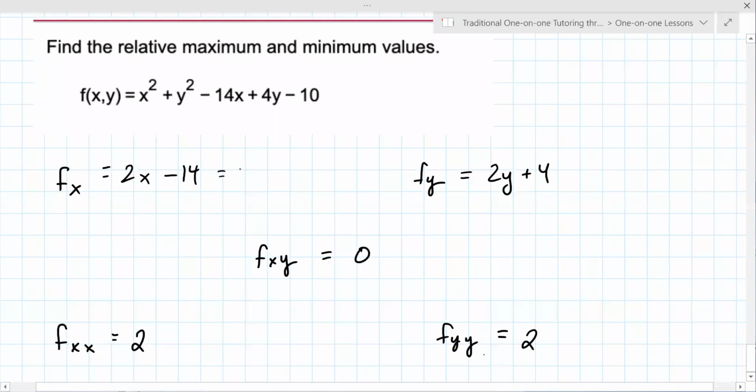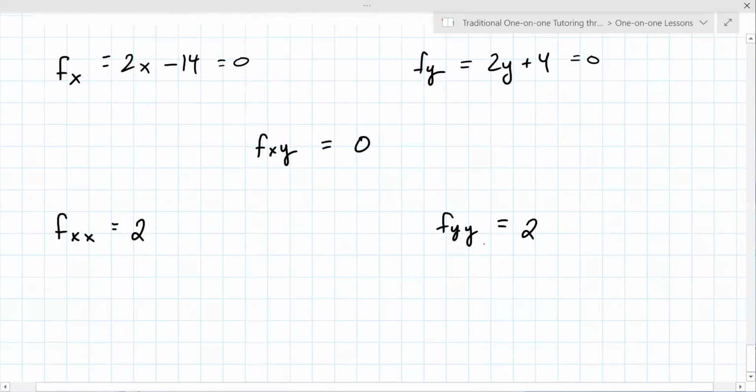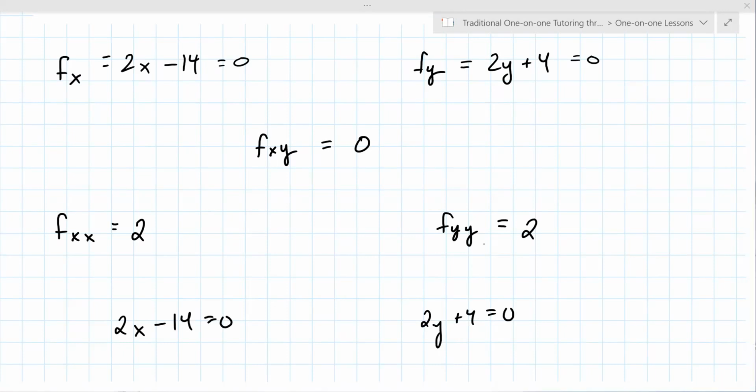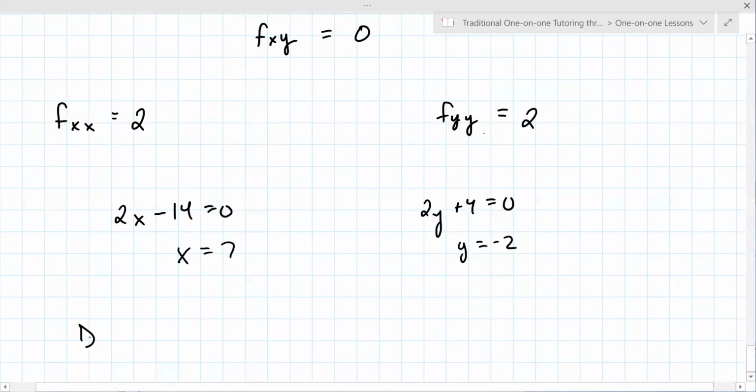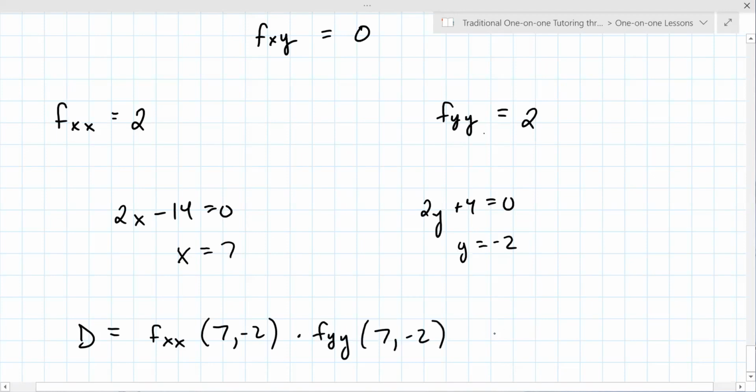So again, our next step is to set these equal to 0. So you have 2x minus 14 equals 0 and 2y plus 4 equals 0, and we're going to solve those. So it looks like we get x is 7 and y is -2. But our D, which is all we care about, is fxx at 7 comma -2 times fyy at 7 comma -2 minus fxy at 7 comma -2, squared.